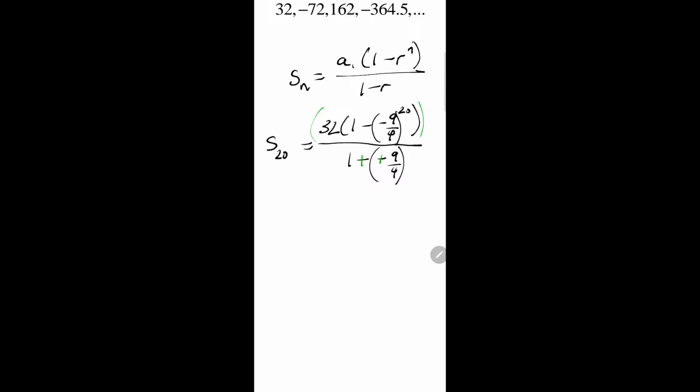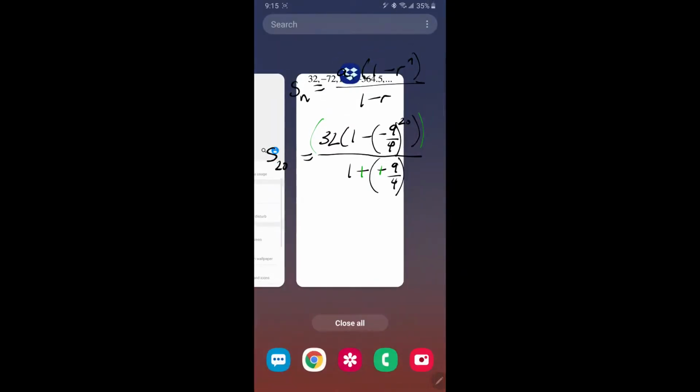Or just follow order of operations in the numerator. You can put the numerator part in the calculator first. That's another option. So let's go ahead and see what happens.